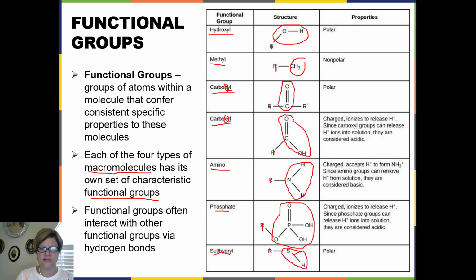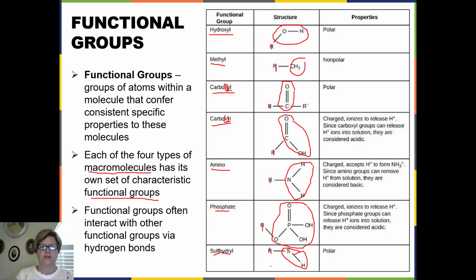So it's the carboxyl. The amino group is NHH, NH2. The phosphate group is P, 4 oxygens and 2 hydrogens. That's a complicated one, phosphate. And then sulfhydryl is SH.